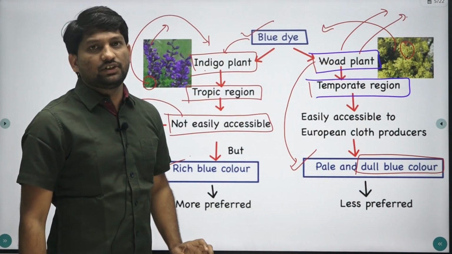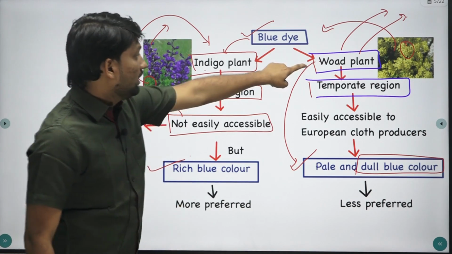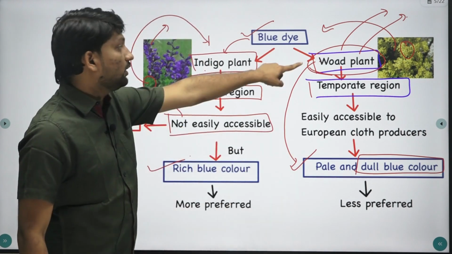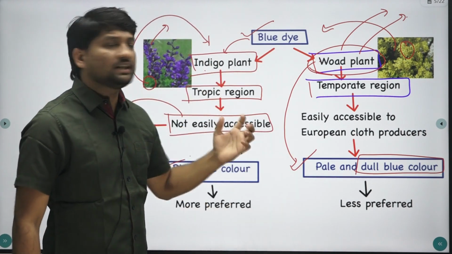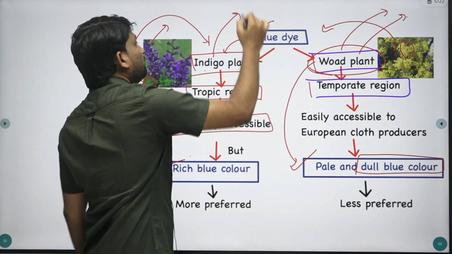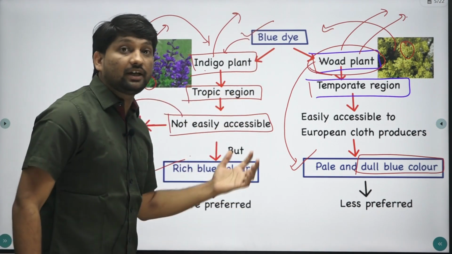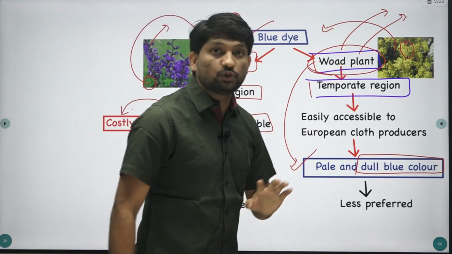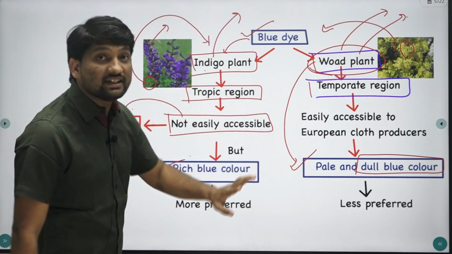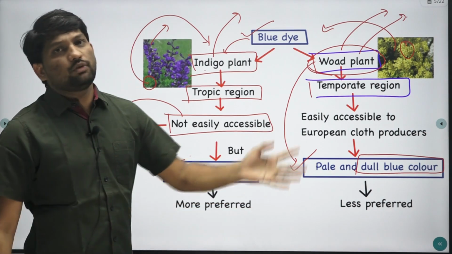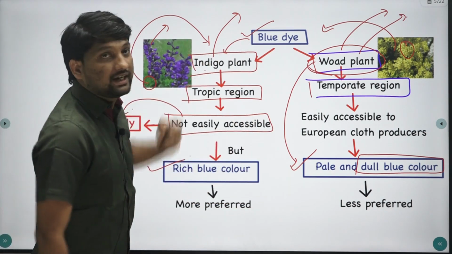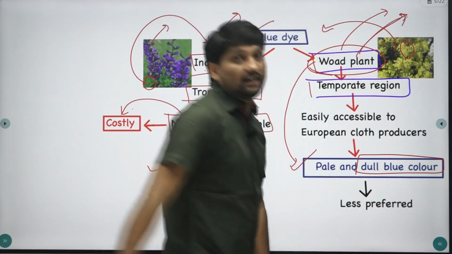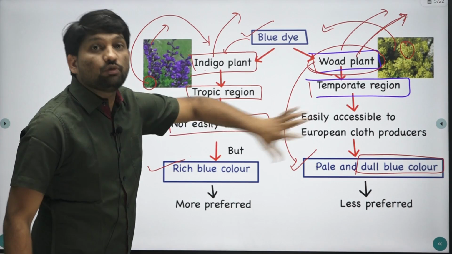Before industrialization, to protect woad producers, most of the times European countries banned the import of indigo from other countries into the European countries. Why? To protect the woad producers. But remember, during industrialization in the 18th century, there was a high demand for blue dye, and even if they had the woad plant, the blue dye from the woad plant was not sufficient.